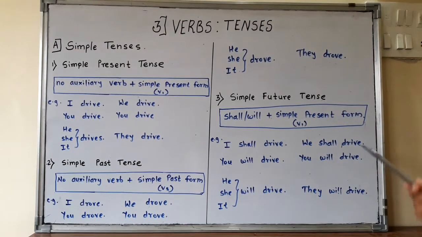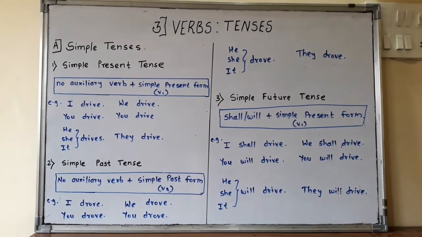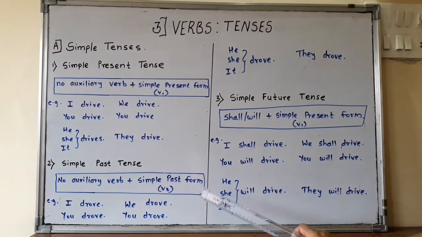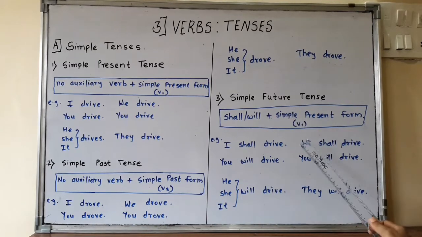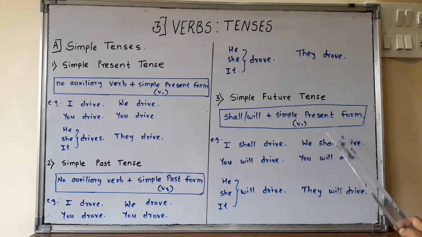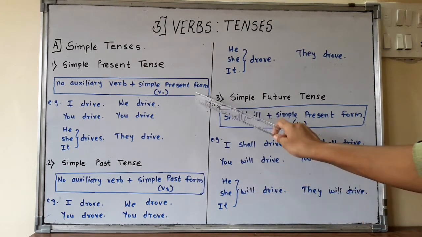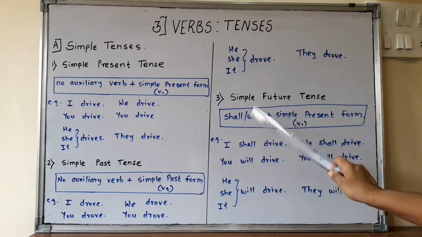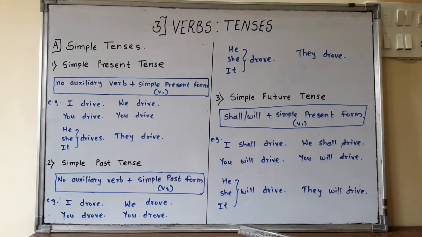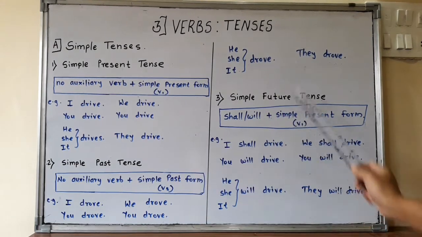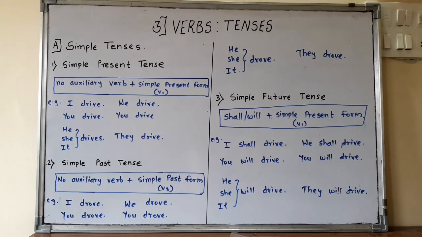So in this way, simple tenses are very easy to identify. Simple present tense, no auxiliary verb plus simple form. Simple past tense, no auxiliary verb plus simple past form. Simple future tense, shall and will plus simple present form. In this way, if you remember this structure, this method, this structure of the tenses, it is very easy to identify the tense, and it is very simple also to use in your language.